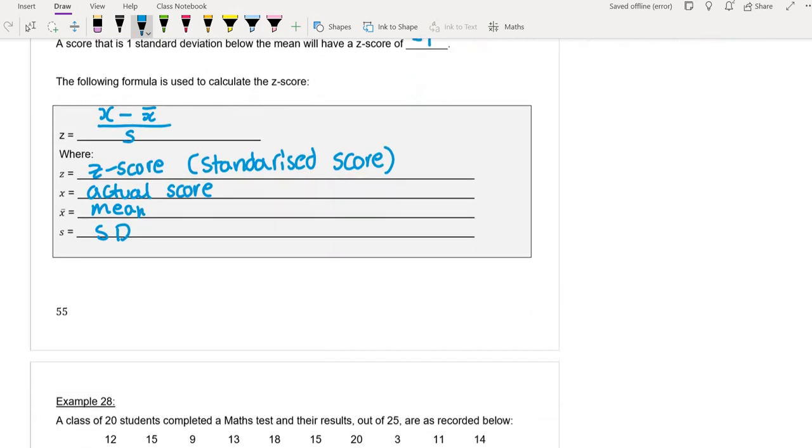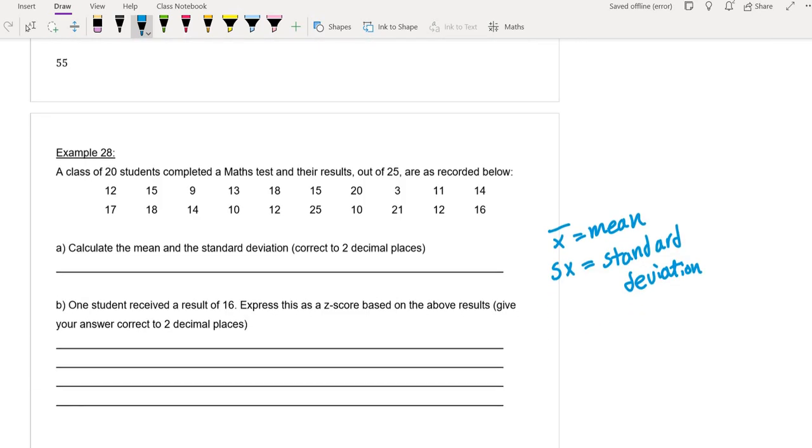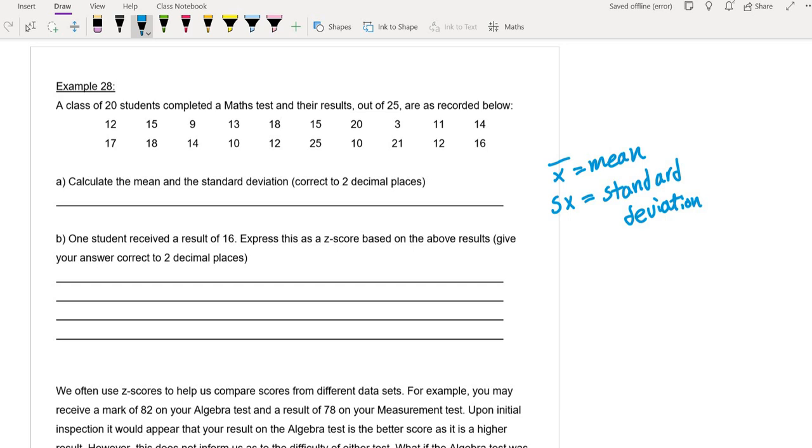So let's put this into use. So here we have a data set of 20 students. This is test results out of 25. And the data is here. So first question asks, calculate the mean and the standard deviation.